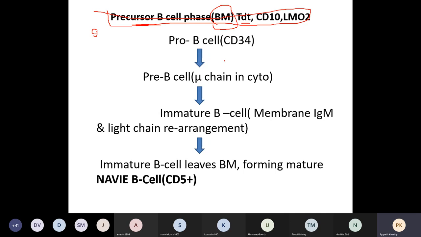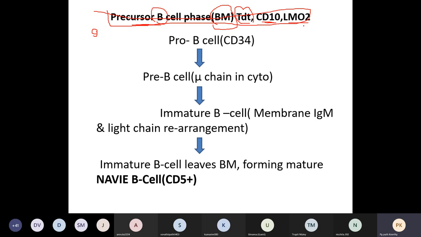When we were discussing acute lymphoblastic leukemias, which are examples of premature lymphoblasts, either B or T, we read that they express TdT. So this is a marker of immaturity. They will be expressed in these precursor cells. Both B and T types of lymphocytes will express it. Along with that, because we are discussing B cells, the markers here will be CD10 and LMO2. I will later tell you the full form. As of now, you remember.